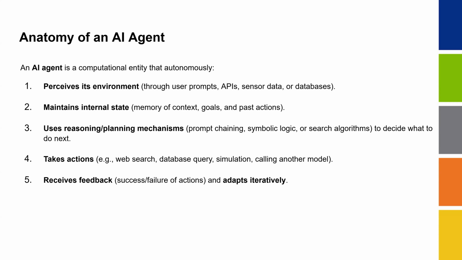At the end, once these steps are executed, they receive feedback in terms of success or failure of the actions and adapt iteratively. Here comes the system of another agent being the judge of the task agent's work. So this is a high level of autonomy.